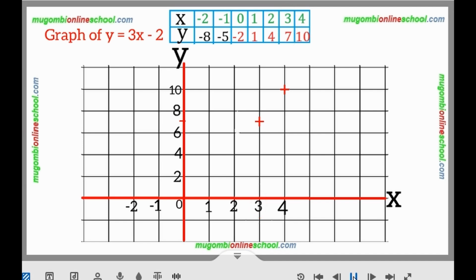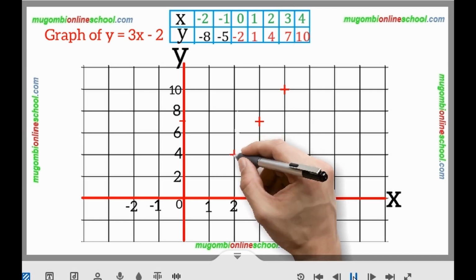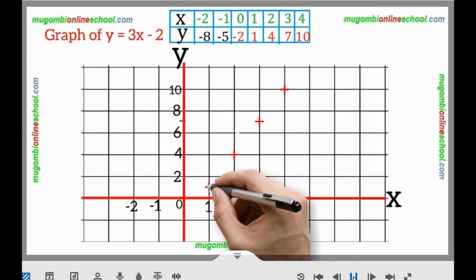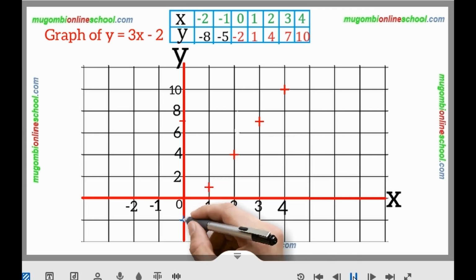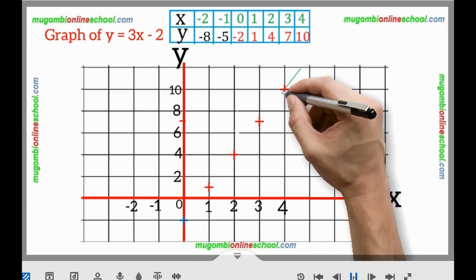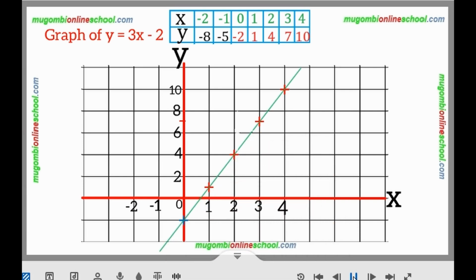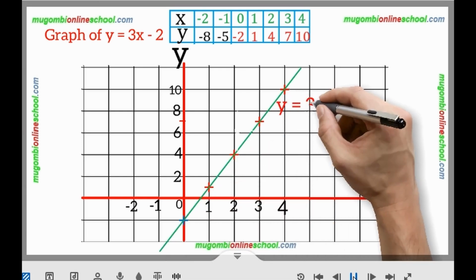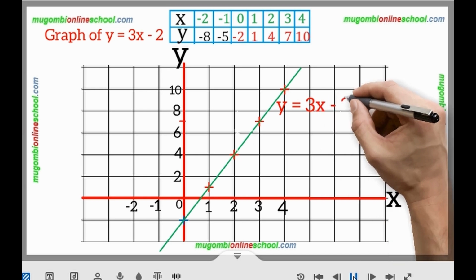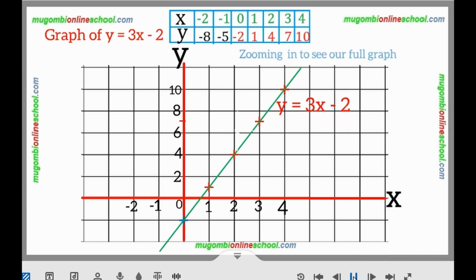And then we continue for 2, 4. This is the point for 1, 1. For 1, 1, this is the point. For 0, minus 2, this is it. We can continue for the negative values and to plot we join the points like this and write the equation y is equal to 3x minus 2.